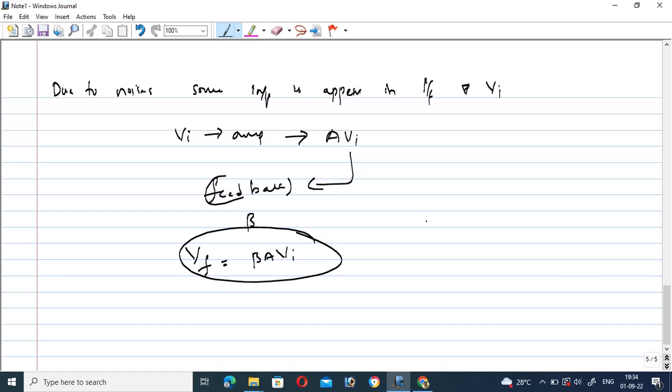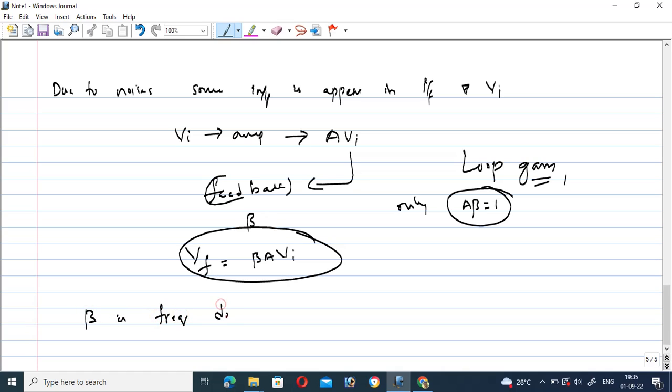For oscillation, the input voltage must be equal to the feedback voltage. This is only possible when A beta is equal to 1. This is called the loop gain. The loop gain must be equal to 1, and only then does it produce oscillations in the circuit. That is the main idea. What is meant by beta? Beta is frequency dependent. The condition A beta is satisfied for only a single frequency.